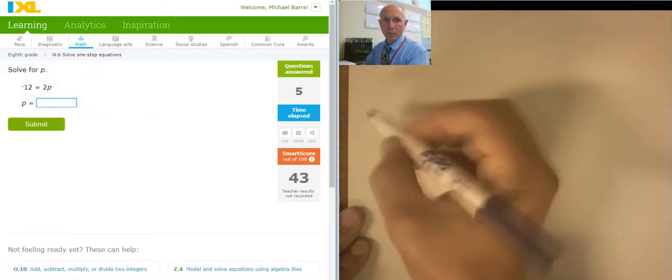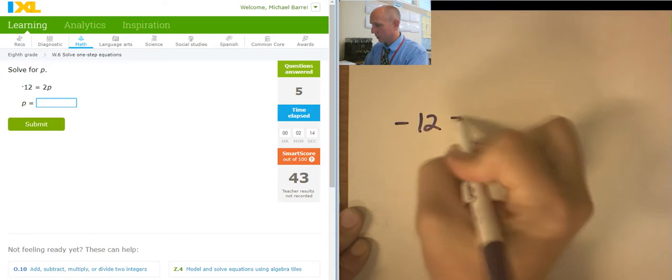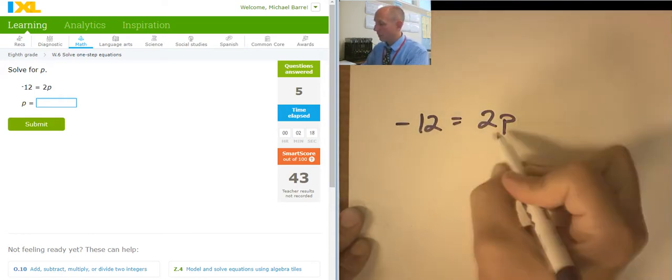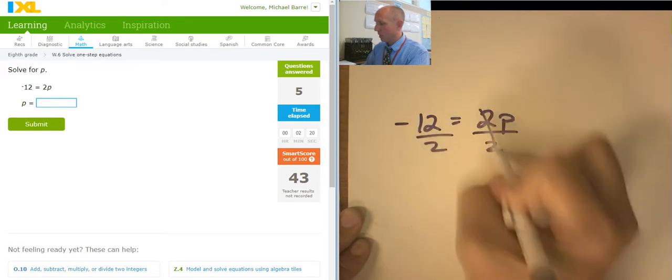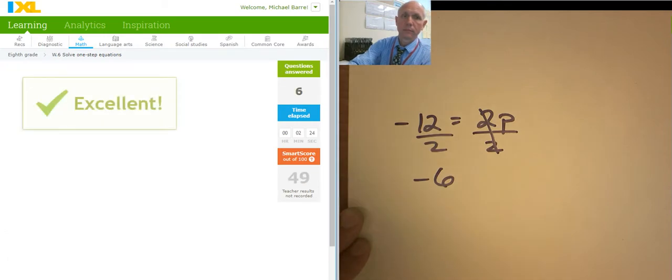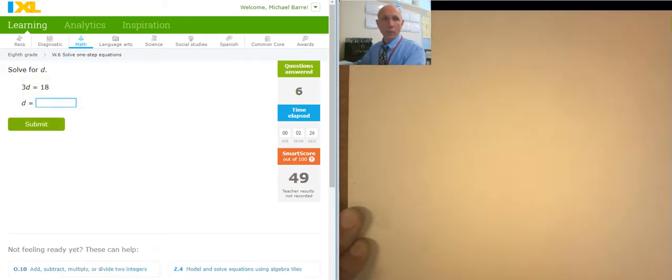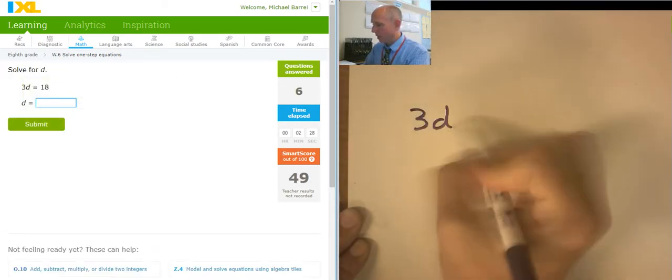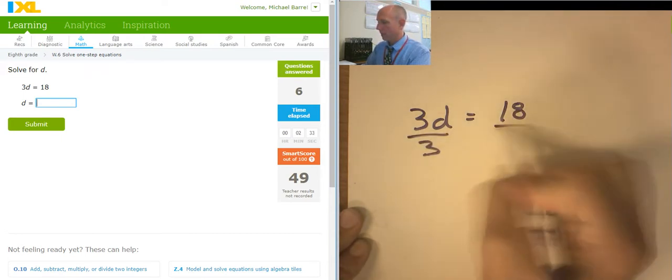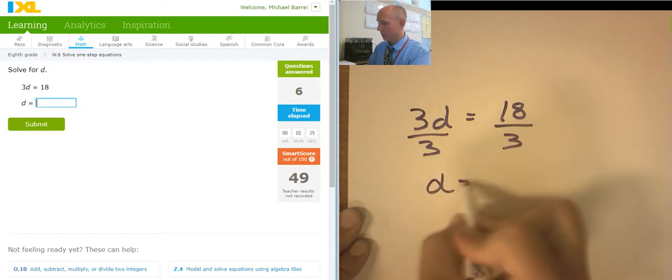Who is the variable? P. Who is bugging it? The 2. It's trying to multiply. I fight that with division. I would like to divide both sides by 2. Who is the variable? D. Who is bugging it? 3. It's trying to multiply. I'm going to fight it by dividing both sides by 3.